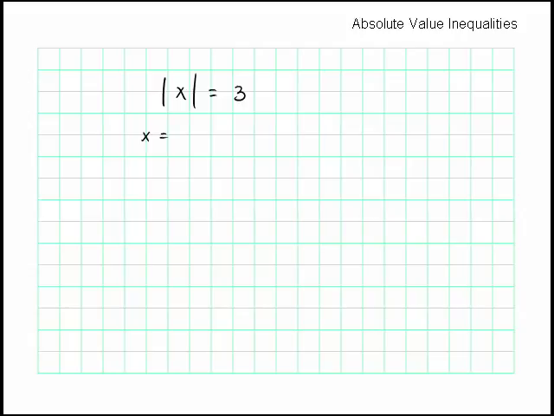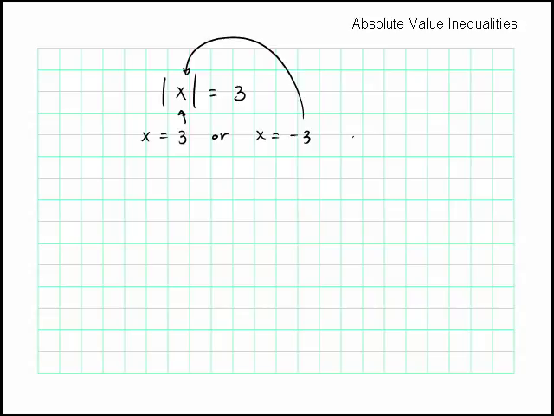Most people would say, well, if x is 3, then the equation is true. After all, the absolute value of 3 is 3. But there's also another answer, and that is negative 3. Because if I plug negative 3 in for x, the absolute value of negative 3 is also equal to 3. So it actually has two answers, and that's it.